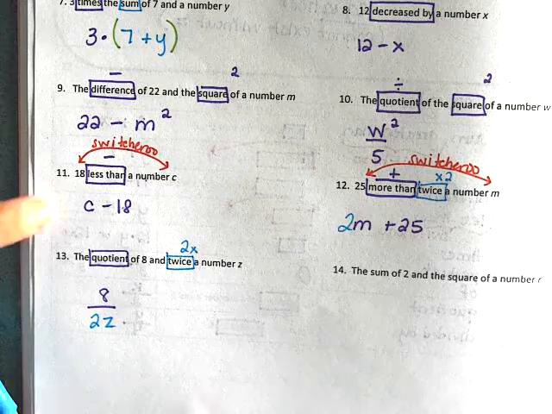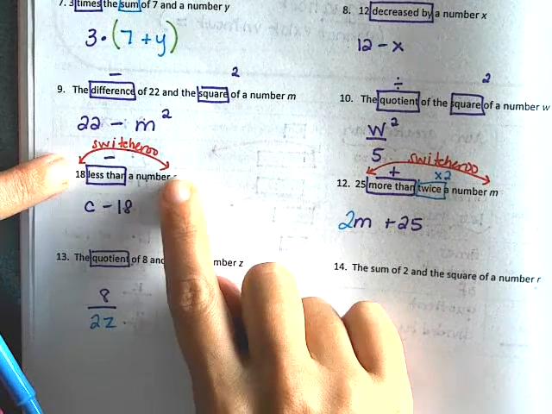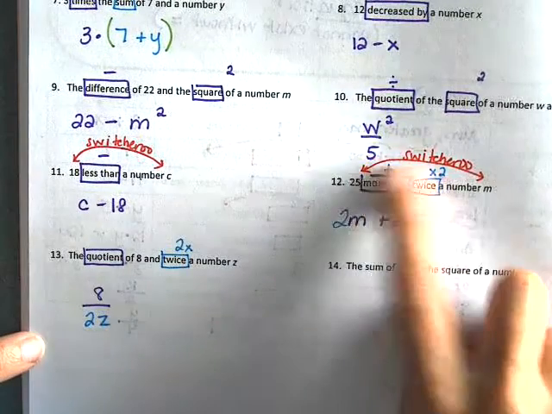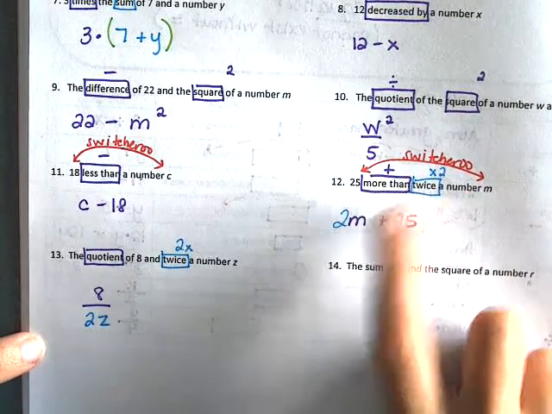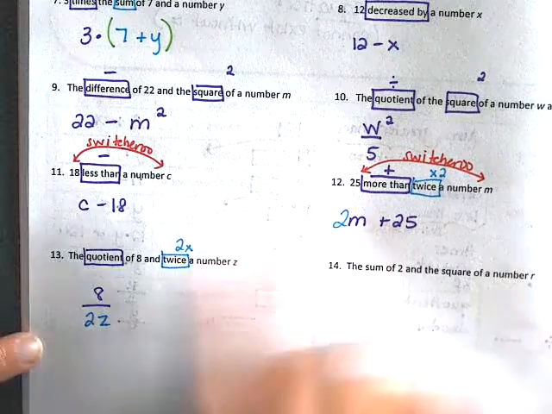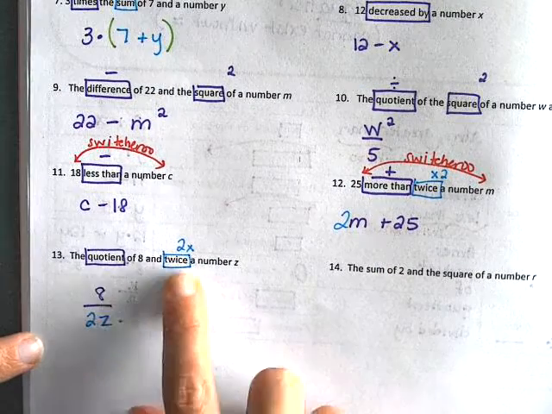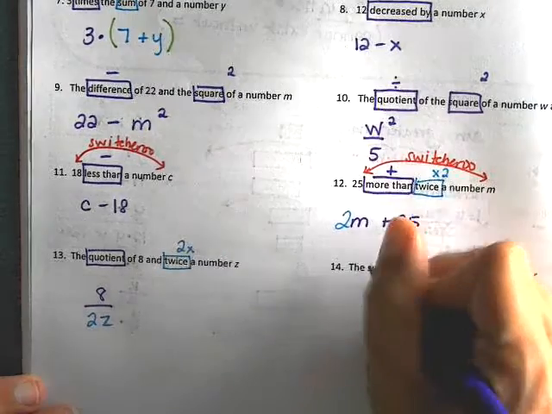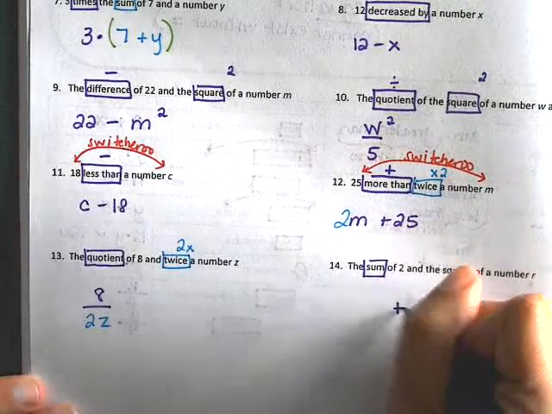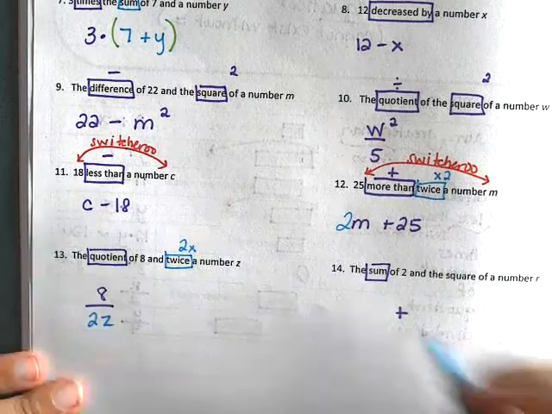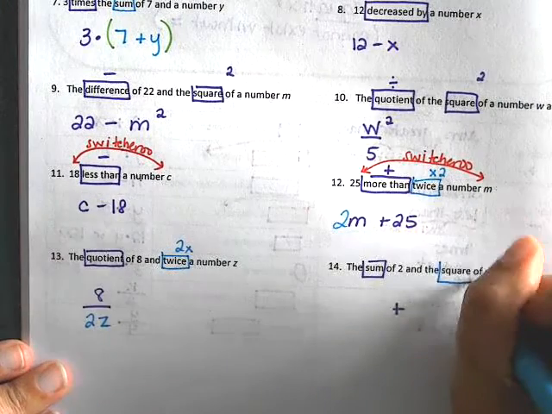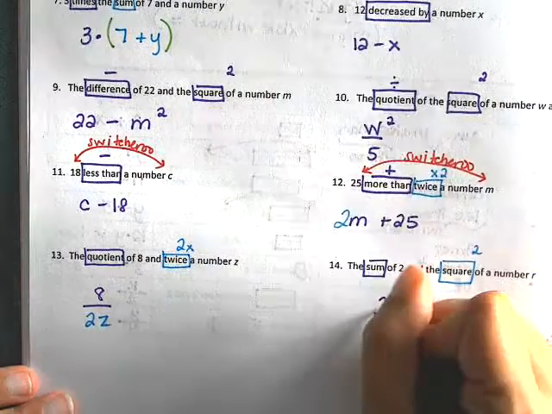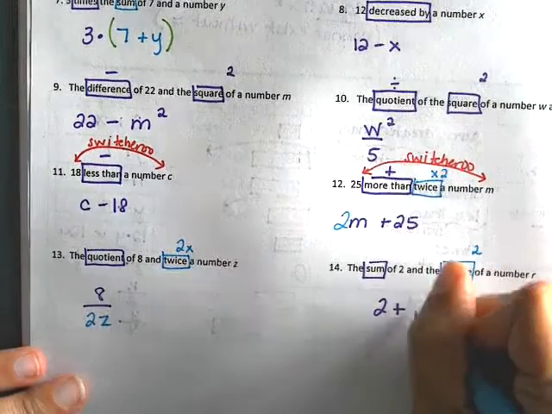Again, in number 11, the less than meant switcheroo, and it was a minus. In number 12, the more than meant switcheroo. Twice means times 2. The quotient meant division. And finally, the sum, meaning plus sign, of 2, and the square, meaning a squared, of a number r. So 2 plus r squared.